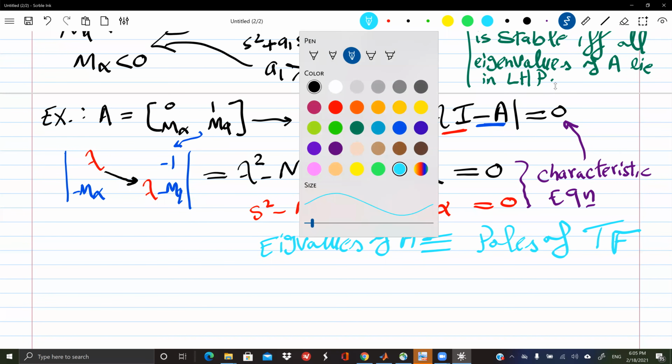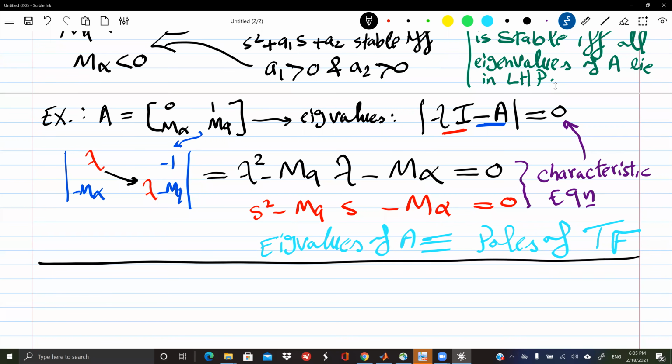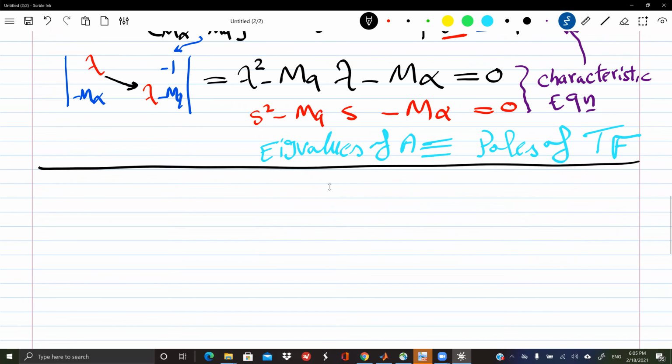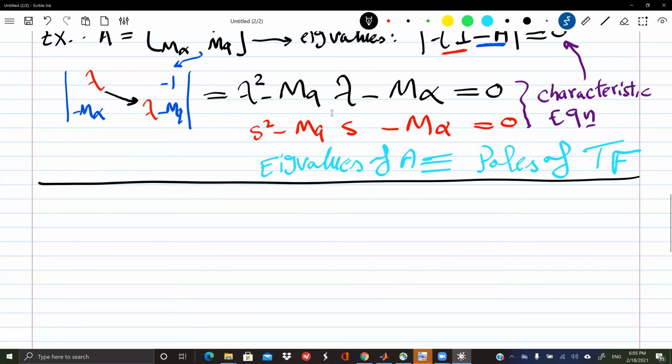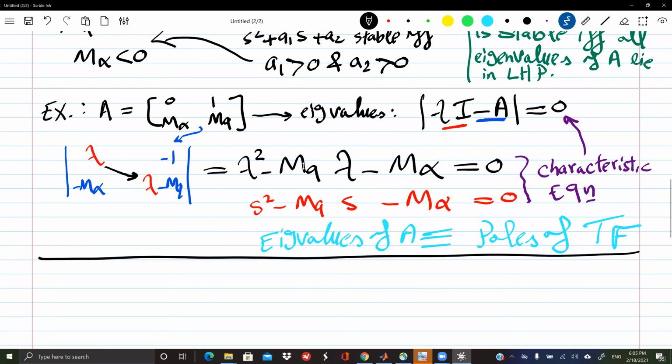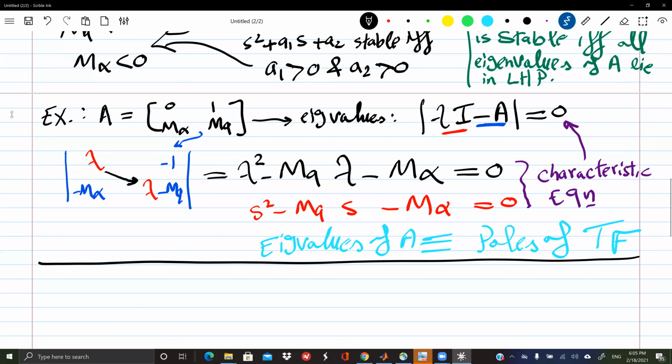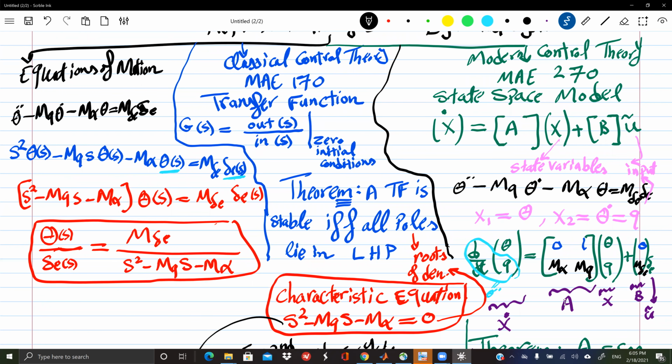I stressed the importance of these mathematical objects, poles of the transfer function, eigenvalues of A, so much. Why? We love to have some physical meaning. Why are we stressing this so much? First of all, I'll discuss their physical importance in a minute, but I want to make sure first that given an equation of motion like this, black one, you can get the transfer function and you can get the state space model. Any question about that?